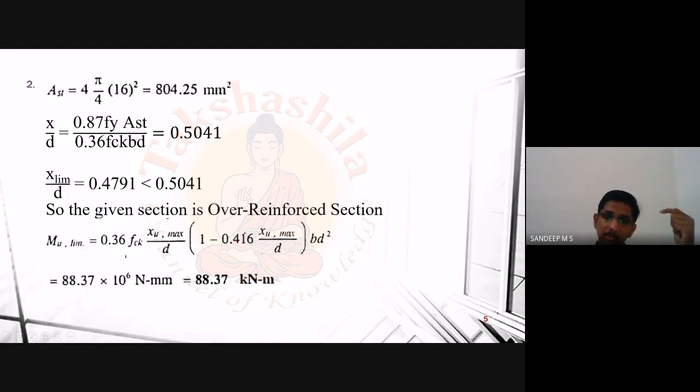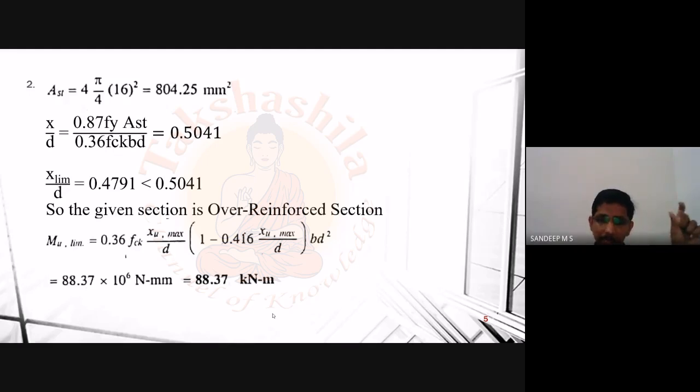So what we will do, we will just use the equation corresponding to a balanced section, and for that the equation is like this: Mu limit, or the moment of resistance corresponding to a balanced section, is equal to 0.36 fck (x limit by d) into (1 minus 0.416 x limit by d) into bd square. And this equation also we have already seen. Okay, and if you substitute the values, you can see that the moment of resistance will come around 88.37 kilonewton meters. Now we obtained the capacity of the respective balanced section.